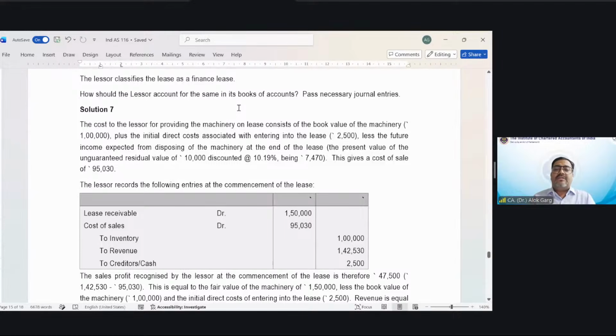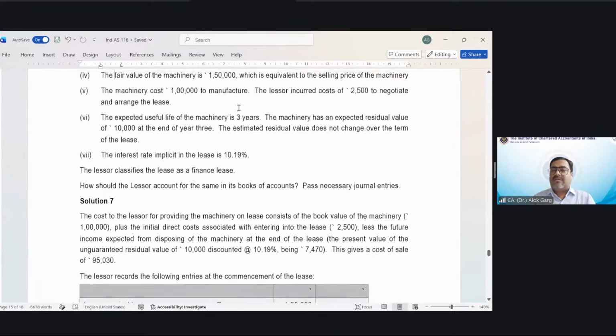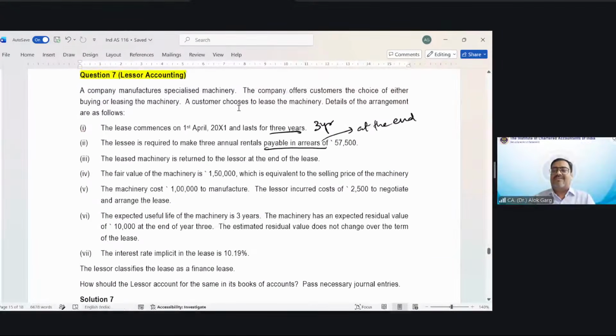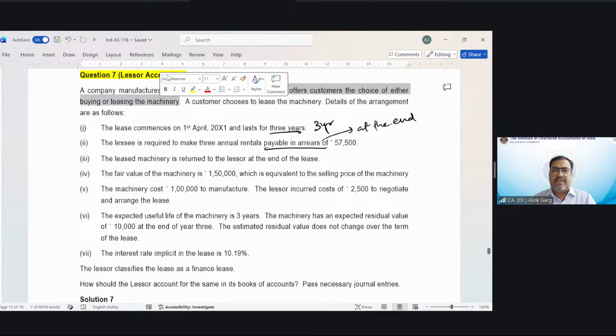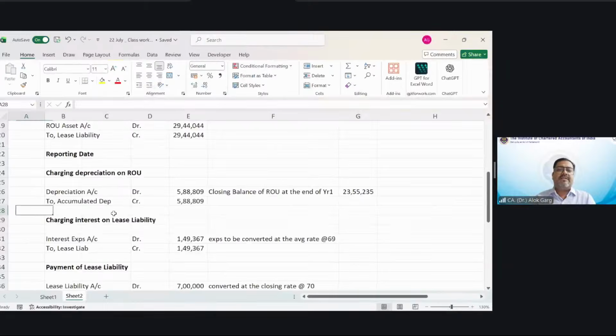In this question, the lessor is a manufacturer. This lessor is a manufacturer, dealer, and lessor. You can see a customer chooses to lease the machinery. The company offers the customer the choice of either buying or leasing the machine. So let me solve this question for you guys. Question number 7.